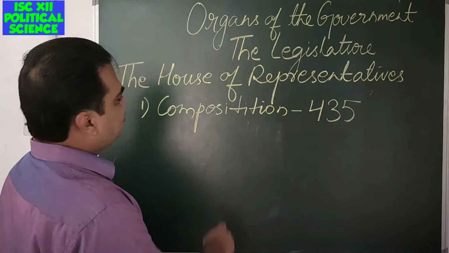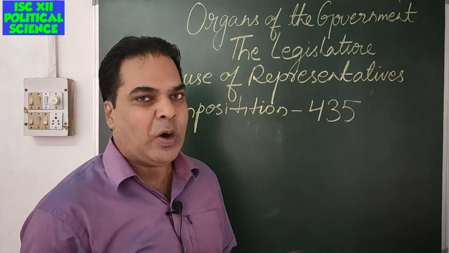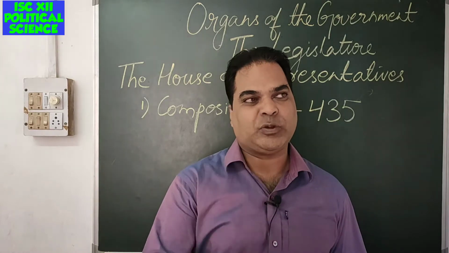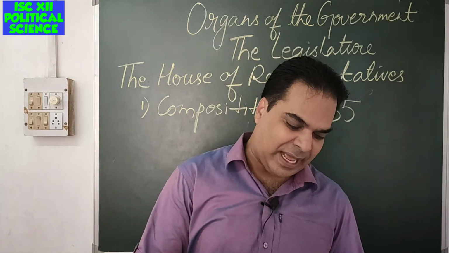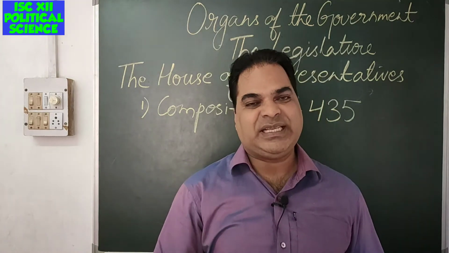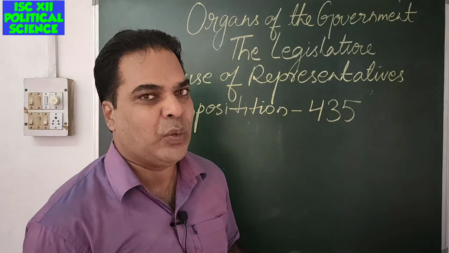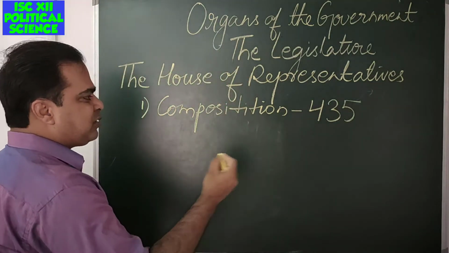Now we'll discuss the House of Representatives, that is the lower house of USA. The United States of America has two houses. The lower house is known as the House of Representatives, and the upper house is known as the Senate. The Parliament of USA is known as the US Congress. So it's very simple, my dear.